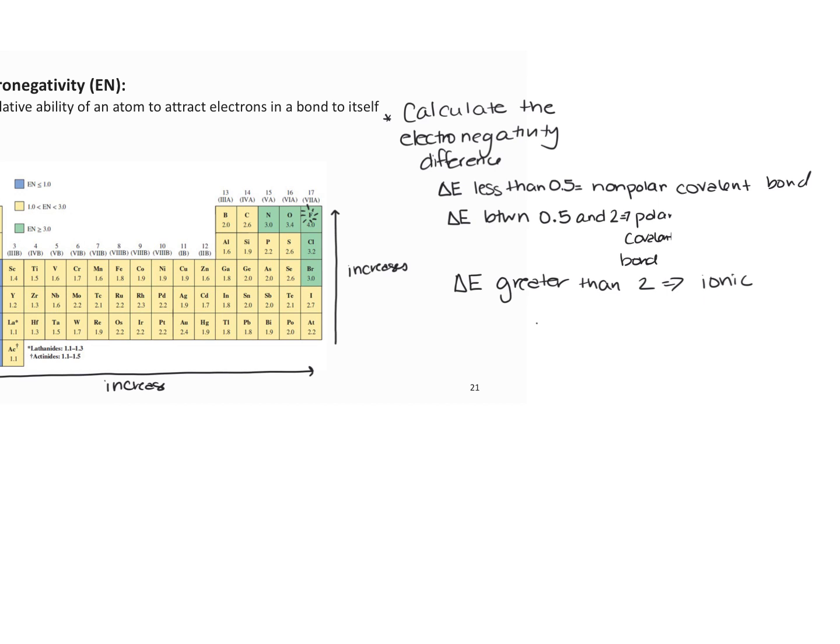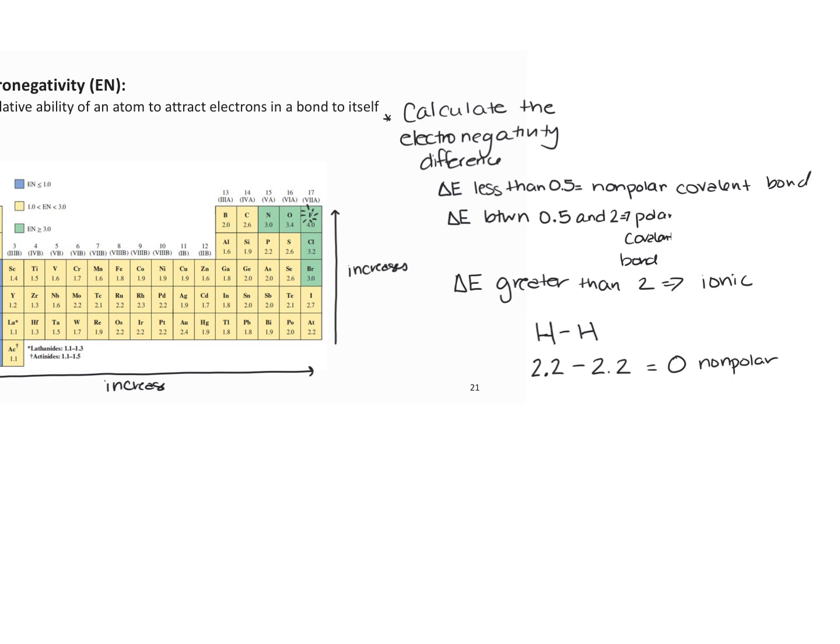So for example, if we had 2 hydrogens bonded together, we would say, okay, 2.2. I come over to the table, I see 2.2, or it's given to me, minus 2.2, and that's 0. And so that is a nonpolar covalent bond. Anytime you have 2 atoms that are the same, you are going to end up with a nonpolar bond.